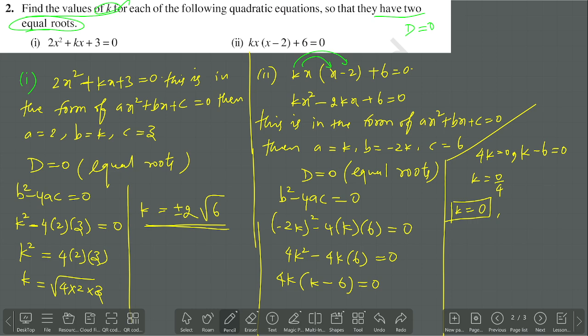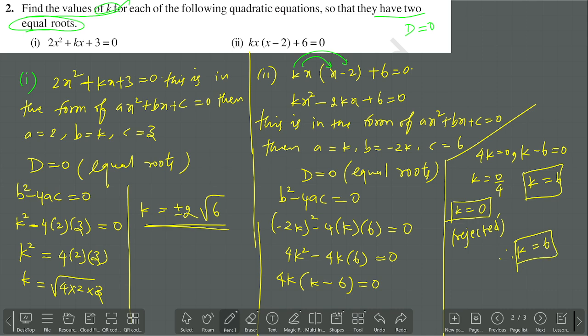And some people here make a mistake. I will tell you what they will do. And k equal to 6, and this is rejected because if you take this, it never becomes a quadratic or linear. Okay, so it's rejected. Therefore, k value is 6.